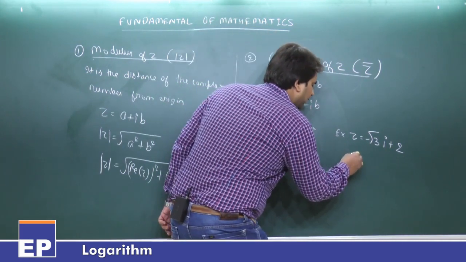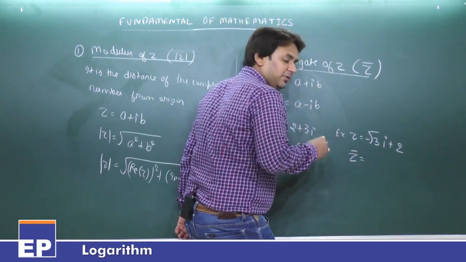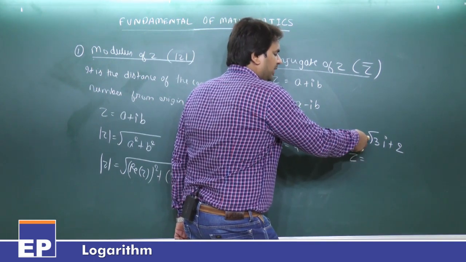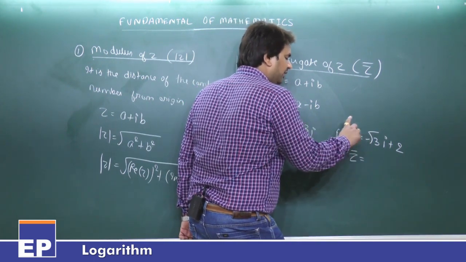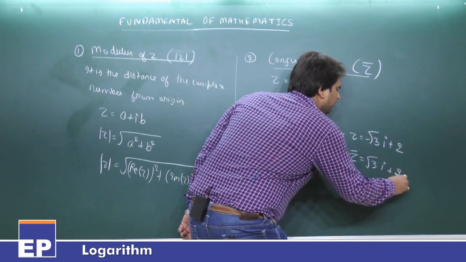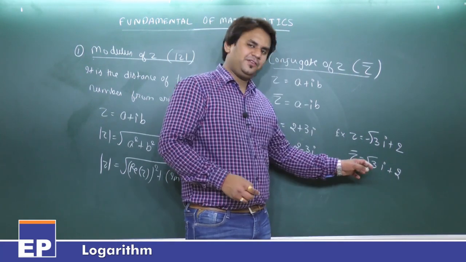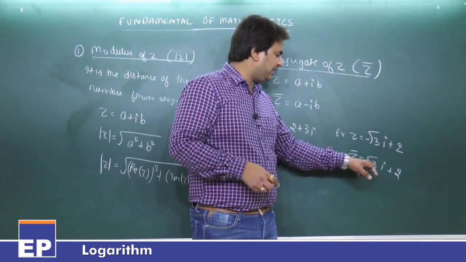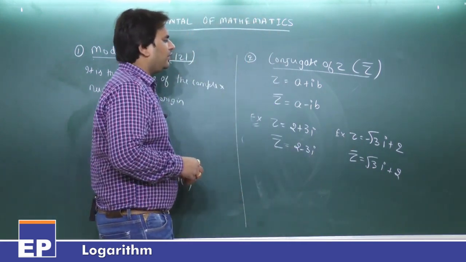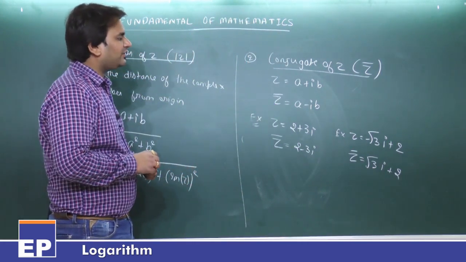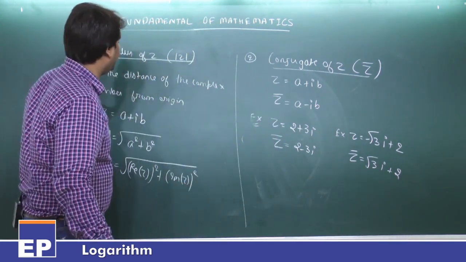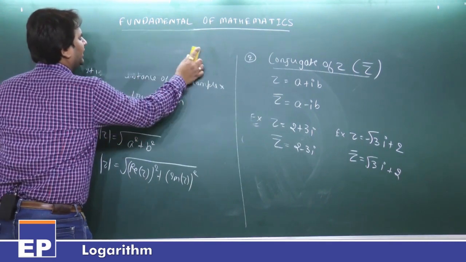And you have to find z bar, the conjugate of z, which means you have to change the sign of the imaginary part. The minus will be converted to plus. So it is root 3 iota plus 2. Don't panic with the change. We can also write it like 2 plus root 3 iota. So this is the conjugate of z. If you want to know the geometric definition, I will let you know the geometrical definition.